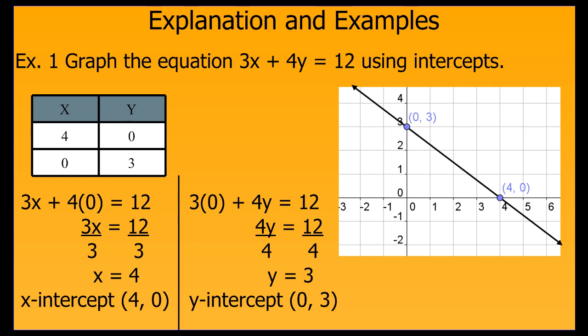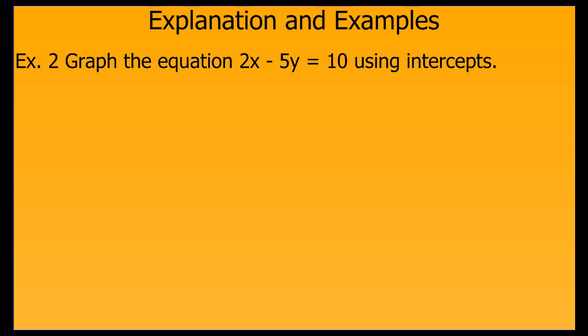We plot our 2 points, the x-intercept at (4, 0), and the y-intercept at (0, 3), connect them with a straight line, and add arrows to the end of the line to indicate that it continues on forever in both directions. Let's try another example.